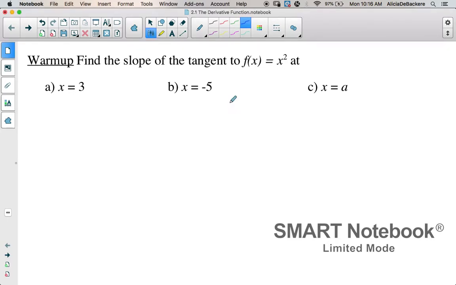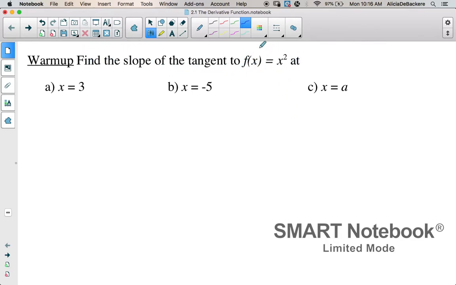Okay, welcome to Chapter 2. Chapter 2 is about derivatives, which is probably what most of you have heard about calculus in the past. So in our first lesson here, we've got a warm-up, and I want to develop the idea of what a derivative is. So what I want you to do is find the slope of the tangent.